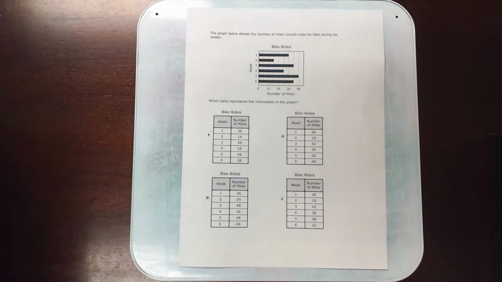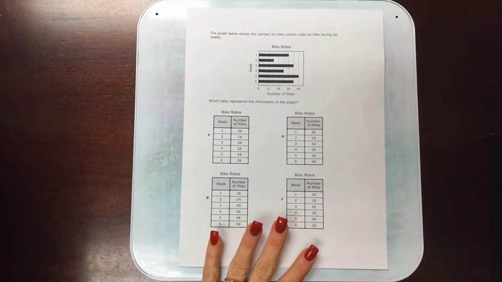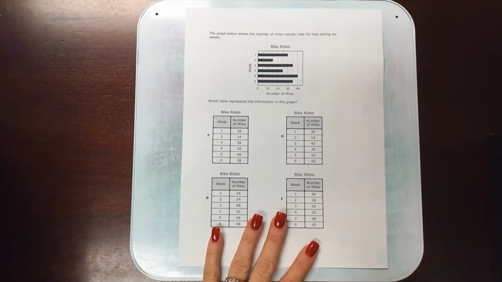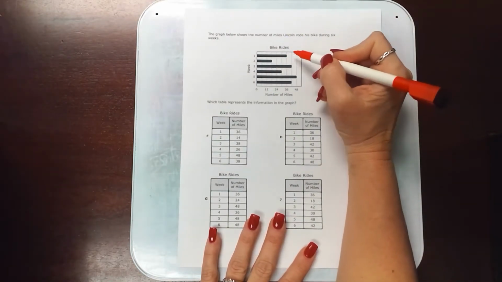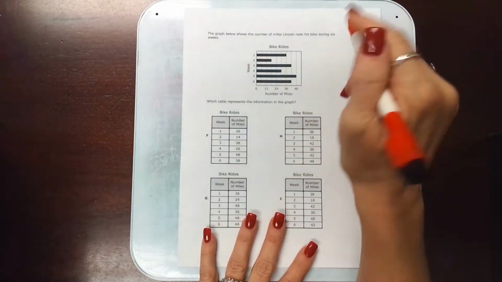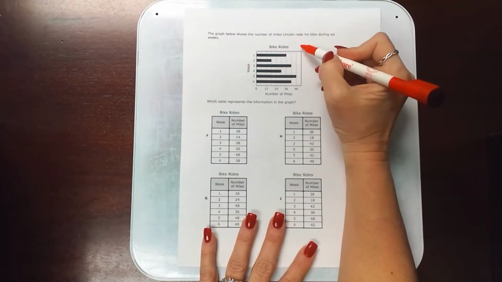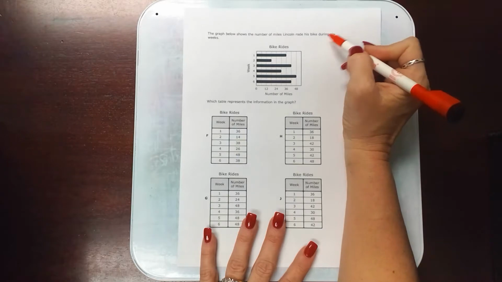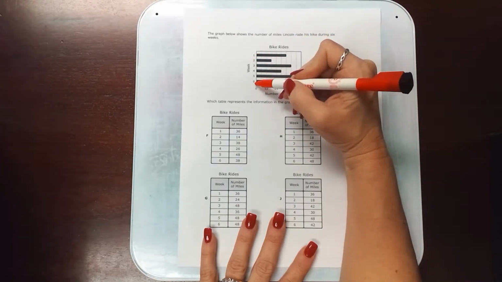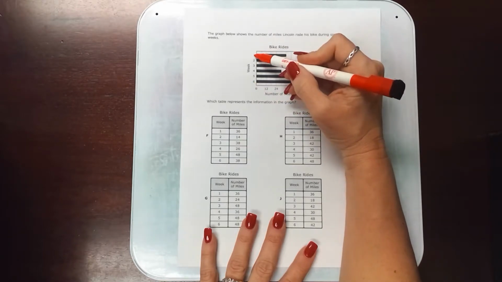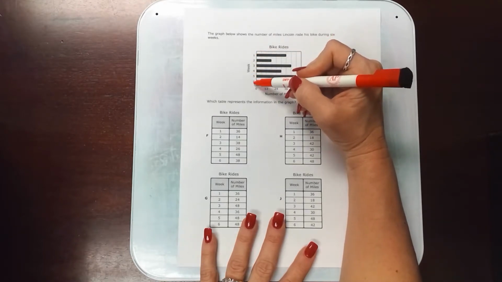All right, it says, the graph below shows the number of miles Lincoln rode his bike during 6 weeks. Once again, I am going to go directly to the graph, because I want to understand the graph information first before I even look at what it's asking me. So bike rides, this is the amount of bike rides he rode for 6 weeks. Okay, here's the weeks. Oh, look at this one. Usually the one's on the bottom. They did one on the top. So 1, 2, 3, 4, 5, 6 weeks.